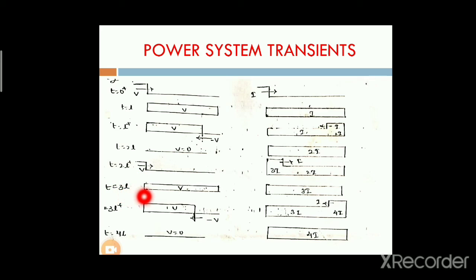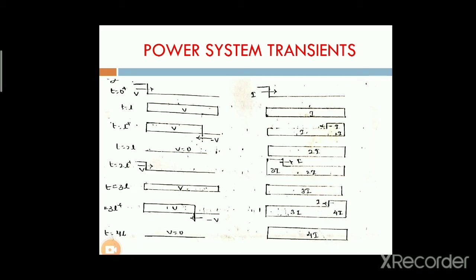Then t is equal to 3L. After traveling 3L, the voltage is raised for the transmitted wave, and the current is equal to 3I. After 3L plus, the plus V and minus V cancel. At t is equal to 4L, V is equal to 0. Then the current is 3I plus I, which is equal to 4I.